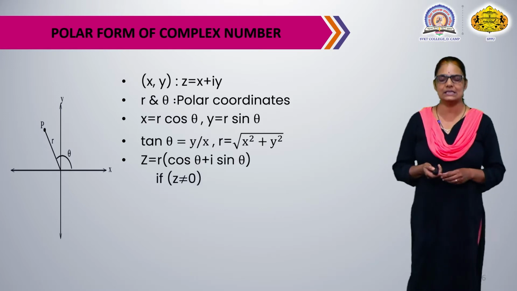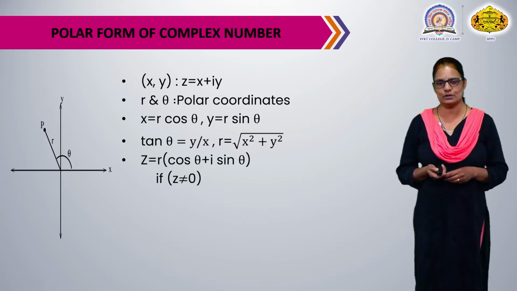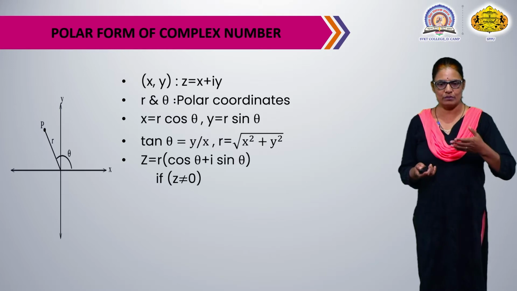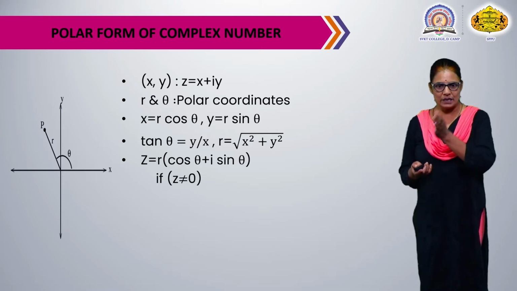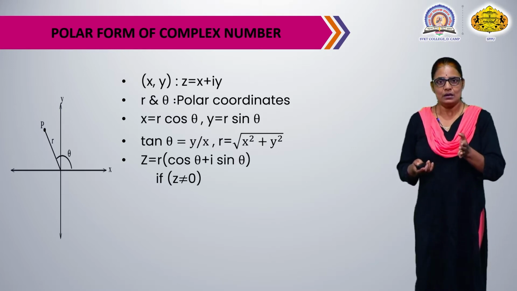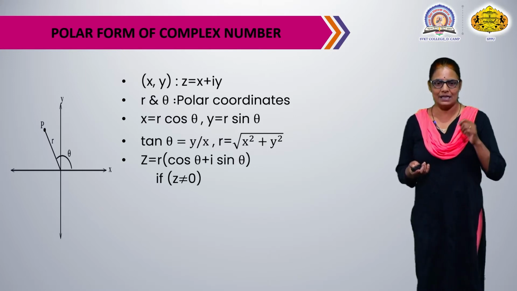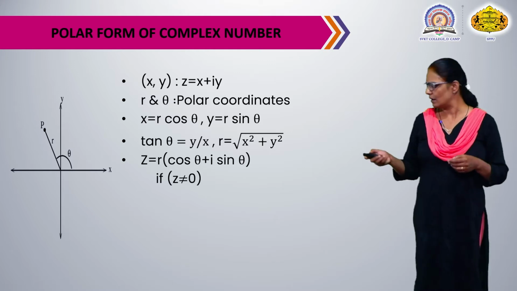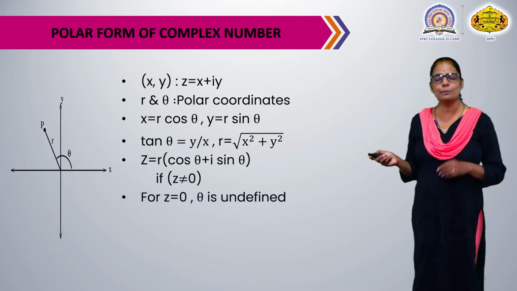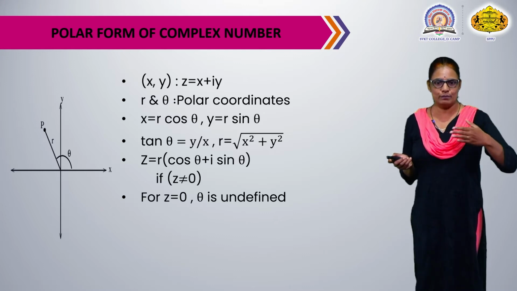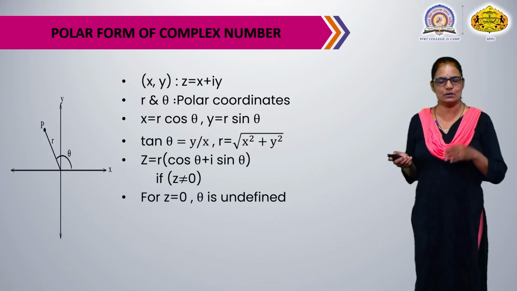One more thing here: suppose we consider the given complex number in polar form. For that, z should be a non-zero number, because for z equals 0, the angle theta is not defined, it is undefined. So always remember, if we express z in polar form, z should be a non-zero complex number.